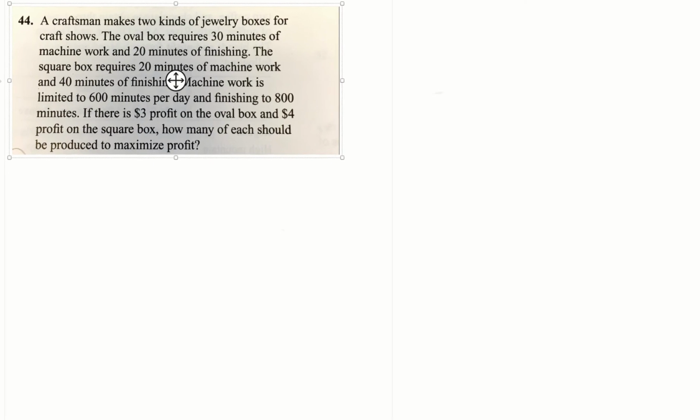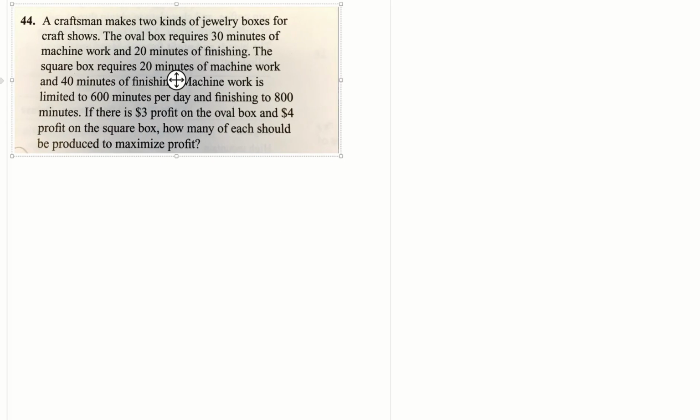So we've got a Craftsman makes two. The battle here is going from the words to the mathematics, and then once you do that, you can solve it. You should be able to solve it. A craftsman makes two kinds of jewelry boxes: oval and square. How many of each should be produced?